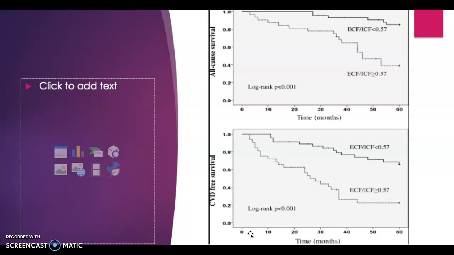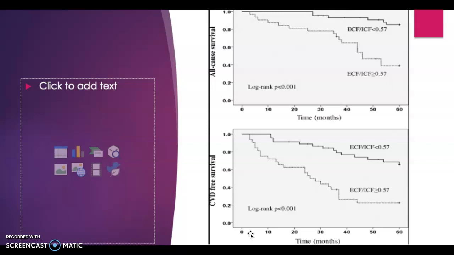So compared with the low ECF/ICF group, the high ECF/ICF group had higher all-cause mortality, CVD, CRP, PWV, and BNP, but lower serum albumin. During the 5-year follow-up, 24 all-cause mortality and 38 CVD events occurred, 18 and 24 respectively in the high ECF/ICF group versus 6 and 14 respectively in the low ECF/ICF group.